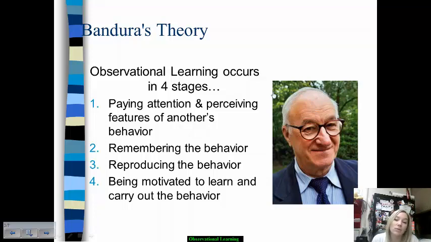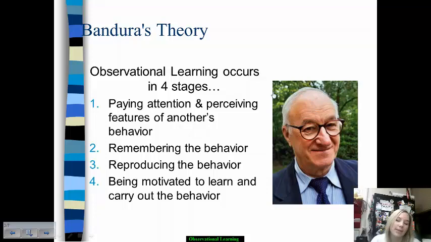The third stage then is to reproduce that behavior, which leads to step 4, which is being motivated to learn and carry it out, especially if there is a reward attached to it. And his research with the Bobo doll that we're going to talk about in a second is very much an aspect of that. If there is a reward or a reinforcer attached to a behavior, we will be much more likely to carry out observational learning.